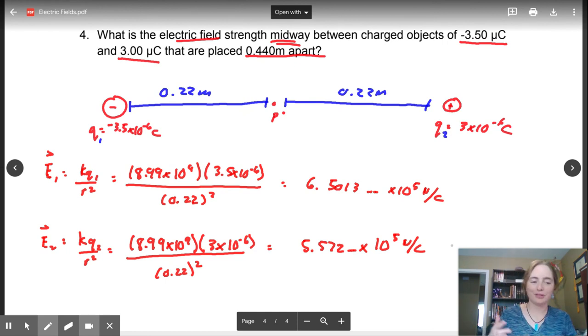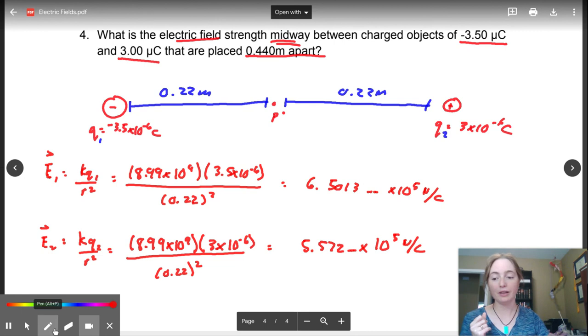Now remember, the same way that we were finding net gravitational fields last year and how we were finding net electric forces last lesson, we're going to need to be adding these together. So direction is going to matter here. So let's think about our field lines.